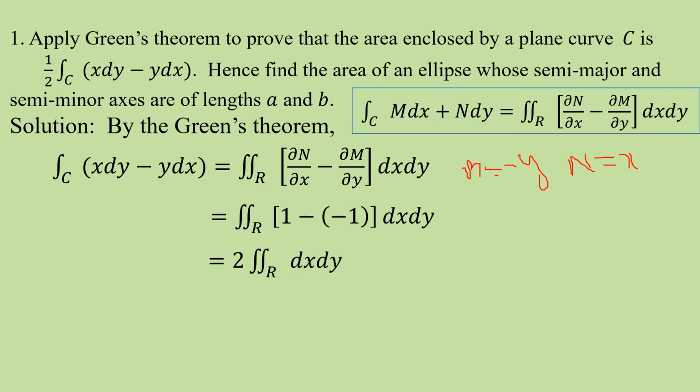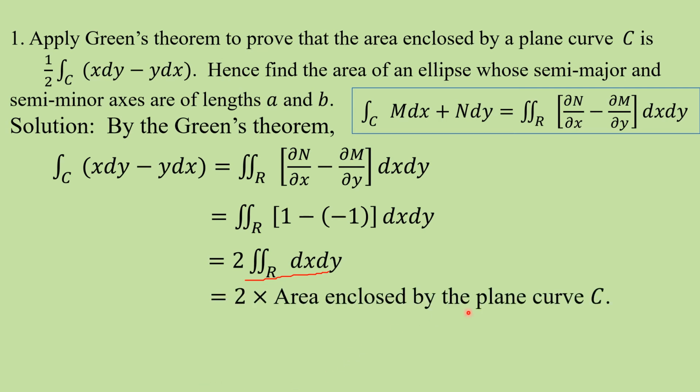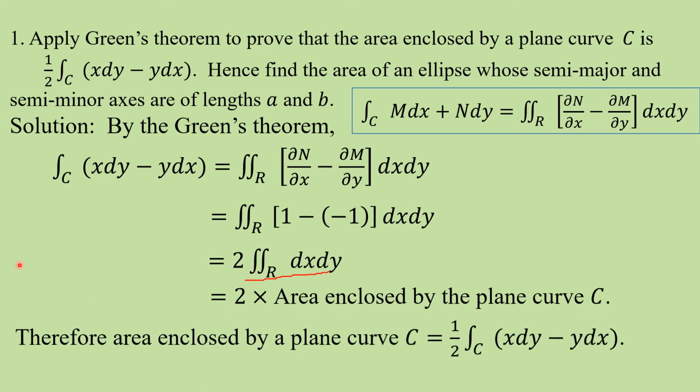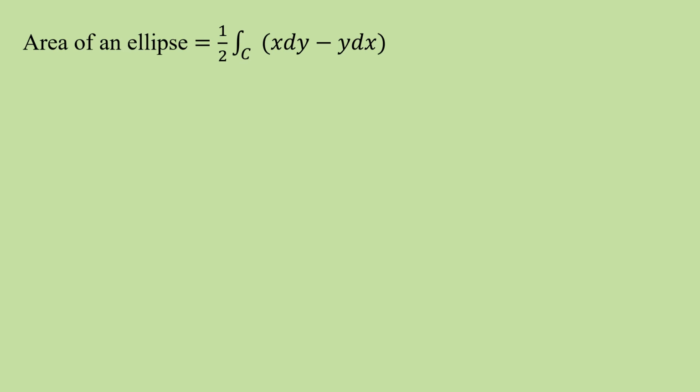So what does this actually represent? This represents the area enclosed by that curve. So it is 2 times the area enclosed by the plane curve C. That means the area enclosed by the plane curve C can be taken as half times the integral of x dy minus y dx. I use this result for finding the area of an ellipse, x squared by a squared plus y squared by b squared equal to 1.